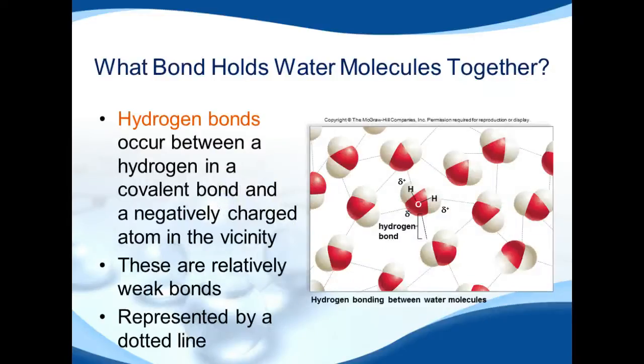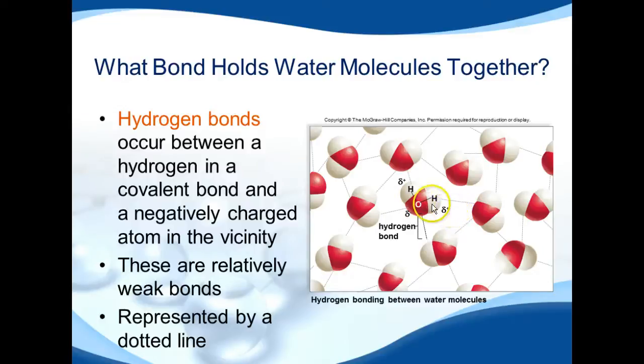So what is the bond that holds water molecules together? It's not an ionic bond, it's not a covalent bond. The answer is the hydrogen bond. A hydrogen bond occurs between hydrogen that's involved in a covalent bond and another negatively charged atom that's in the vicinity. So what you see here are little molecules of water. The red is the oxygen and the white are the hydrogen atoms.